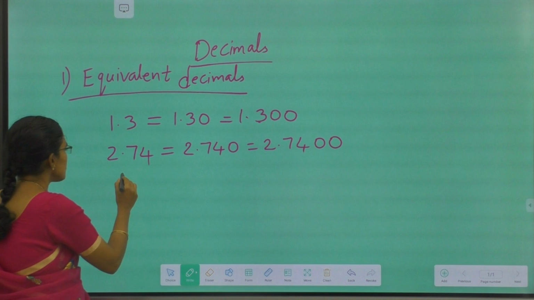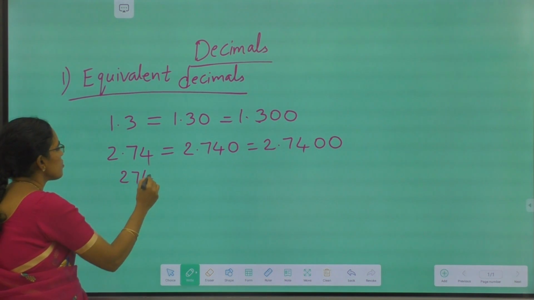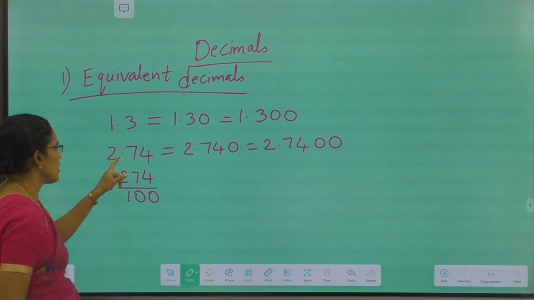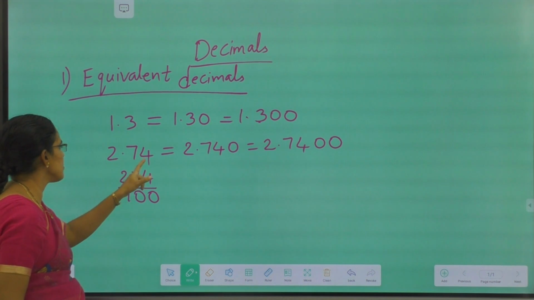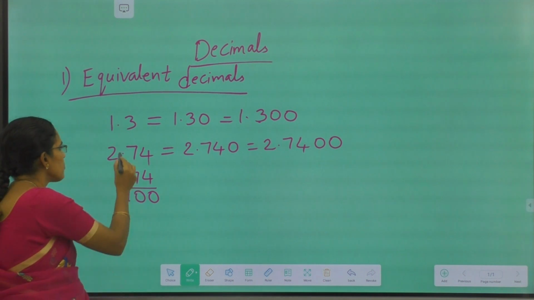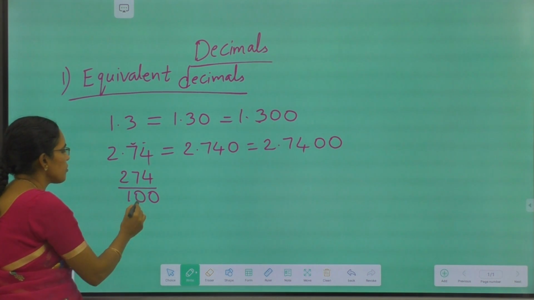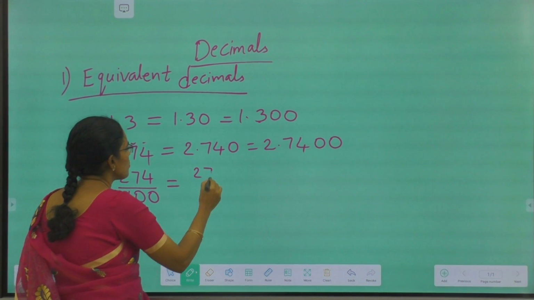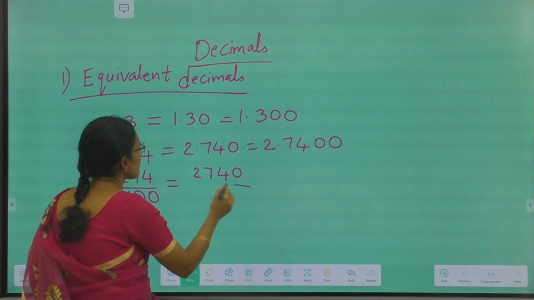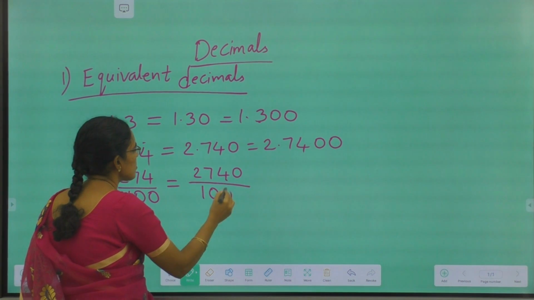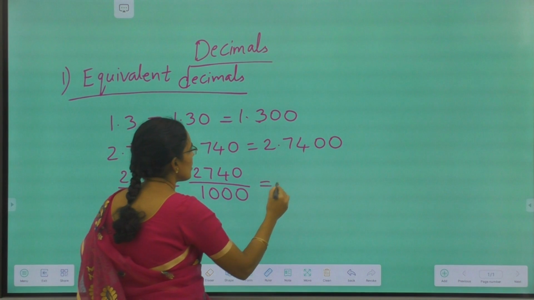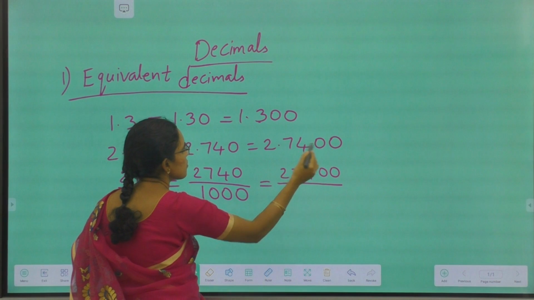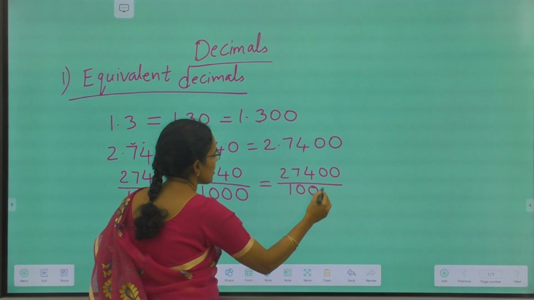If you want to convert this into fractional form, it is 274 by 100. You know the conversions already. Neglect the decimal point, write the digits in the numerator, and after the decimal point there are two decimal places, therefore two zeros: 274 by 100. Or 2740 by 1000, since there are 3 decimal places and 3 zeros. Or 27400 by 10,000, since there are 4 decimal places and 4 zeros.